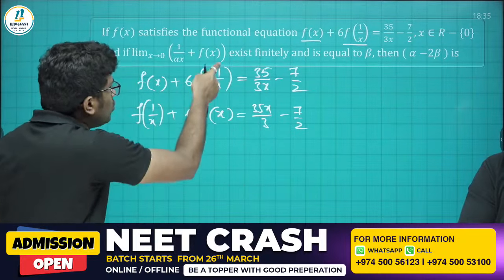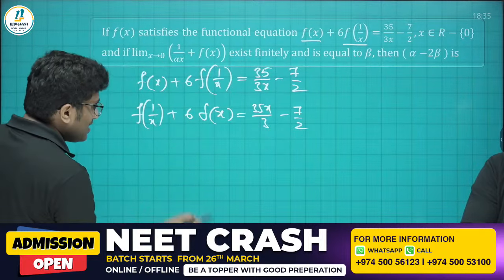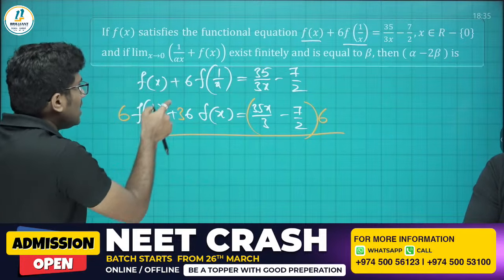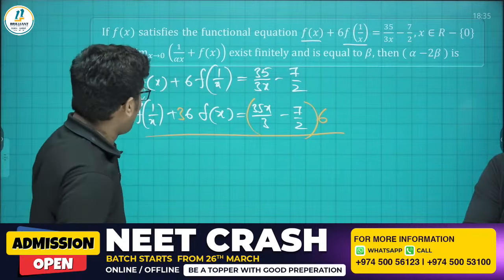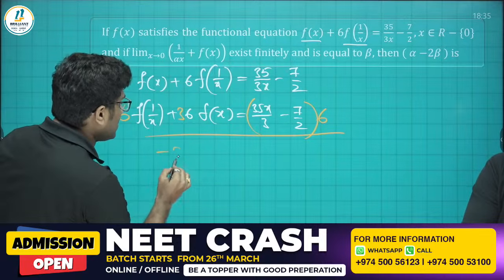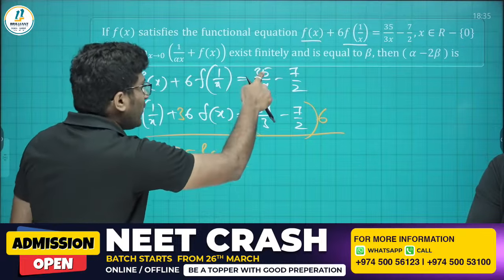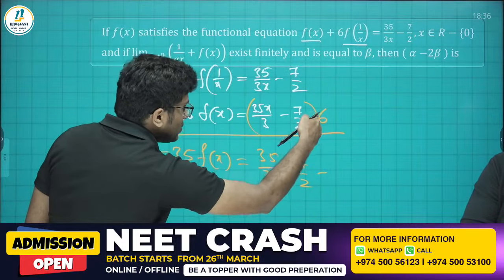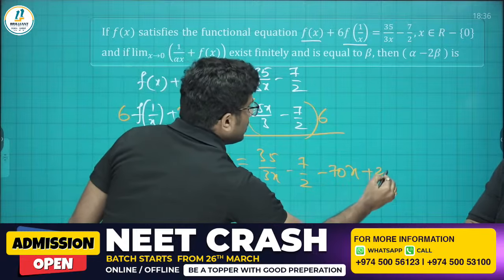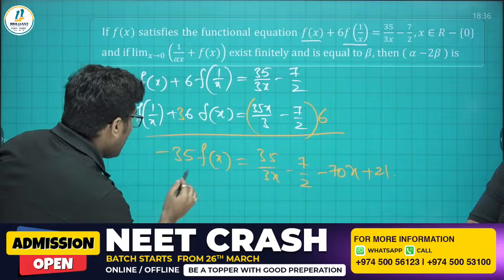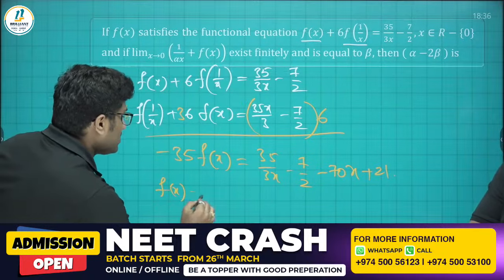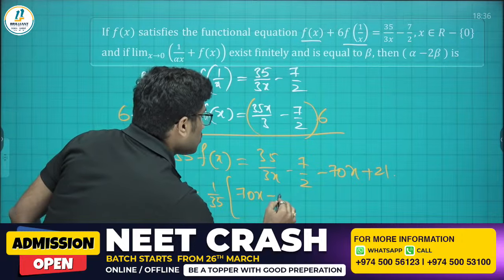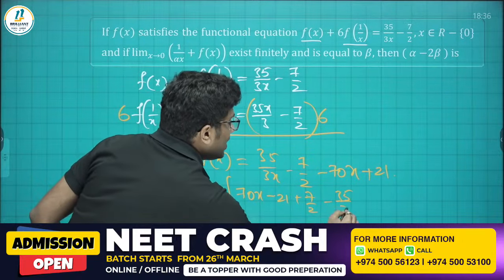Now, by using the elimination method, we have to exclude this f of 1 by x. So for that, multiply the second equation by 6 on both sides. So 6 here, 36 here. Now, take the difference, friends. Once you take the difference, we get f of x minus 36 times f of x, that is minus 35 times f of x, is equal to 35 by 3x minus 7 by 2 minus 35x divided by 3, which is 70x plus 21. Clear? So now we have got the f of x value. f of x is equal to, if we multiply with a negative sign, 1 by 35 times (70x minus 21 plus 7 by 2 minus 35 divided by 3x).